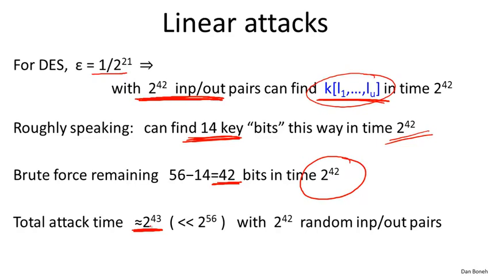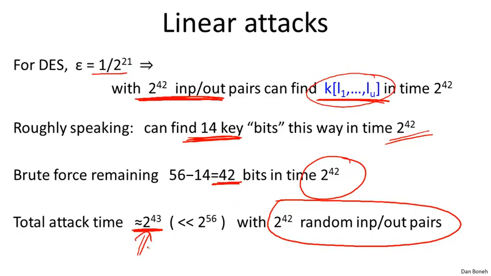Within 2 to the 43 time, we broke DES, but of course this required 2 to the 42 random input-output pairs, whereas exhaustive search only required 3 pairs. Okay, so this is a fairly large number of input-output pairs that are needed, but given such a large number, you can actually recover the key faster than exhaustive search.